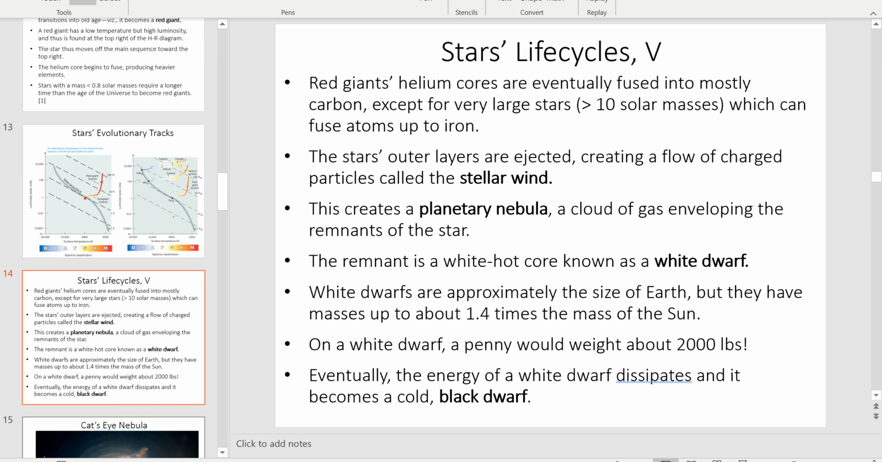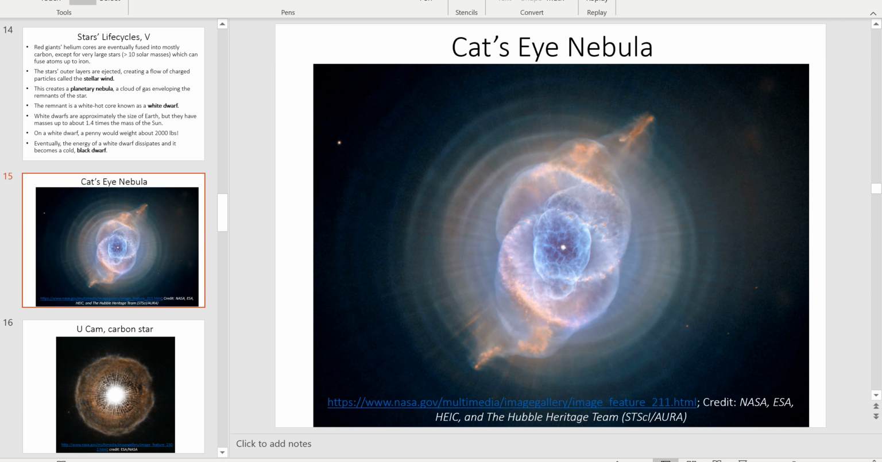Let's talk about a... Oh, I'm sorry. Before we get to that, I want to show you some pictures. I'm getting ahead of myself. I want to show you some pictures of planetary nebulae. This is called the Cat's Eye Nebula.